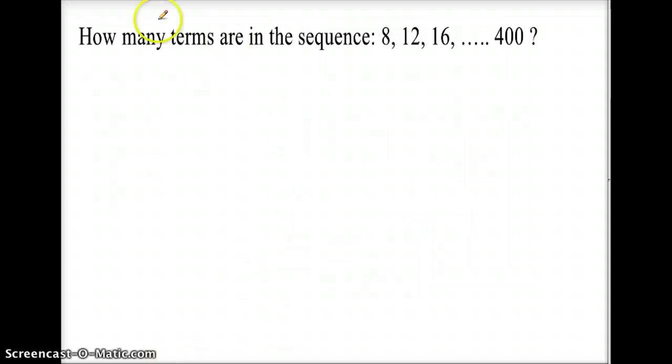Okay, the next problem. How many terms are in this sequence? 8, 12, 16, all the way to 400. So we want to know how many terms are in the sequence. Because if this is A1 and this is AN, we want to find out what this N is, because we want to find out how many terms are in the sequence.